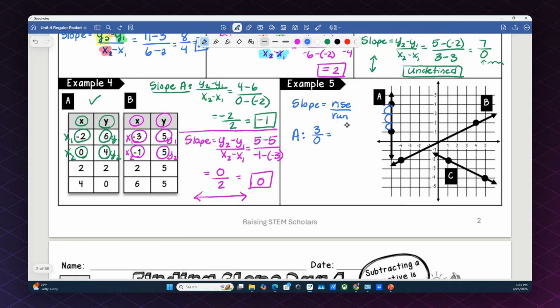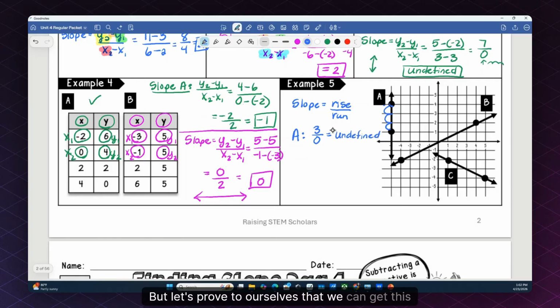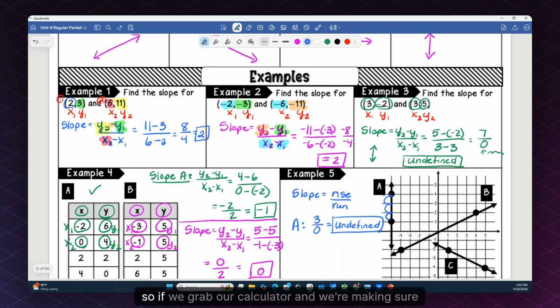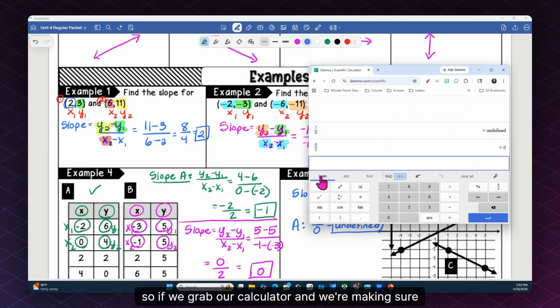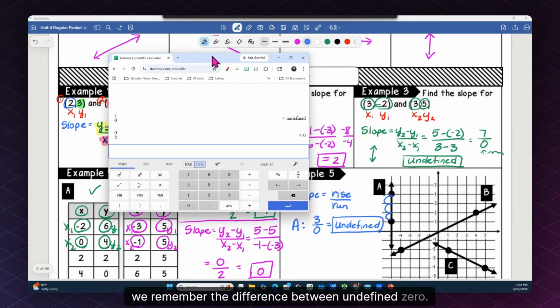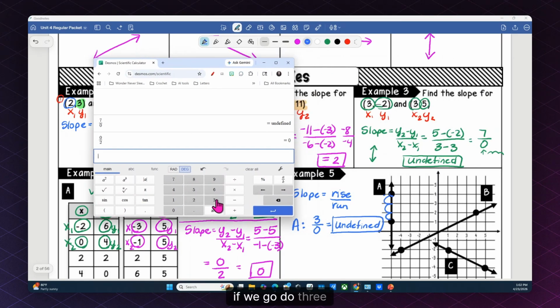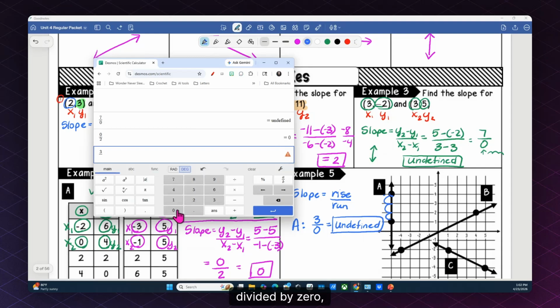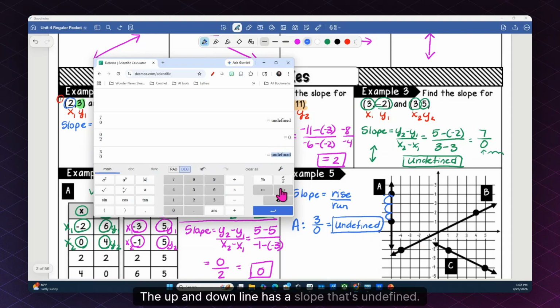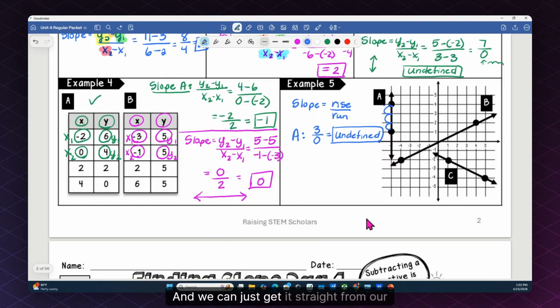Okay. Now, you need to eventually probably have this memorized, that this is an undefined line, but let's prove to ourselves that we can get this if we just put it in our calculator too. So if we grab our calculator, making sure we remember the difference between undefined and 0, if we do 3 divided by 0, it gives us undefined. Okay. The up and down line has a slope that's undefined, and we can just get it straight from our calculator. All right.